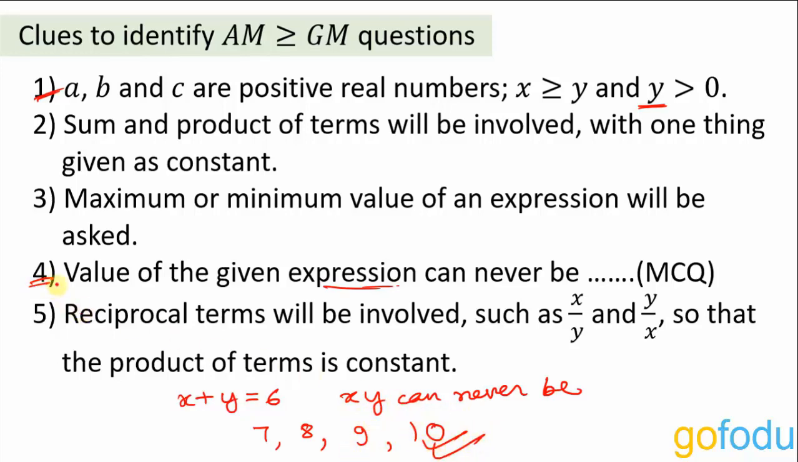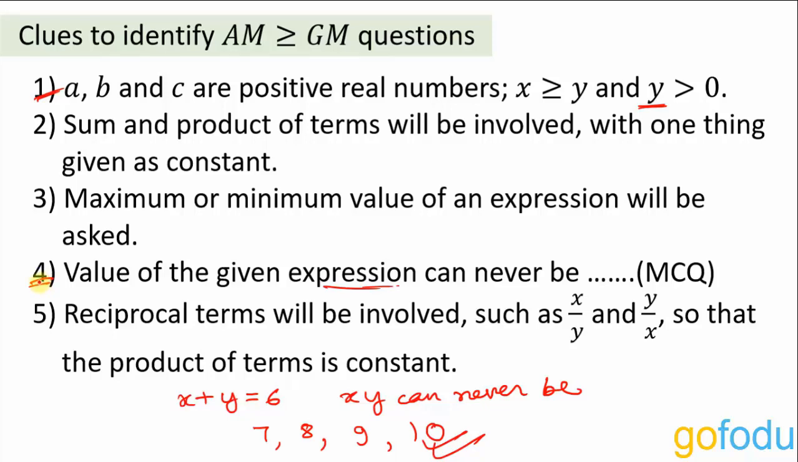So this 4th point is very important. You will be asked that the value of given expression can never be, and then out of the 4 choices you will have to mark that choice which is outside the range of maximum or minimum value of the given expression. This 4th point is important because the question will appear to be totally unrelated to this logic, AM is greater than or equal to GM. The question will appear to be totally unrelated, but it would be a question from this topic in disguise.